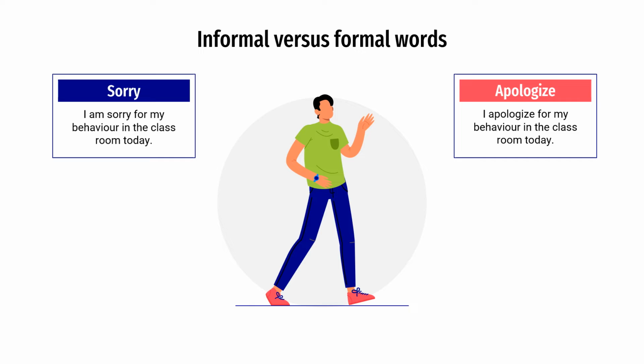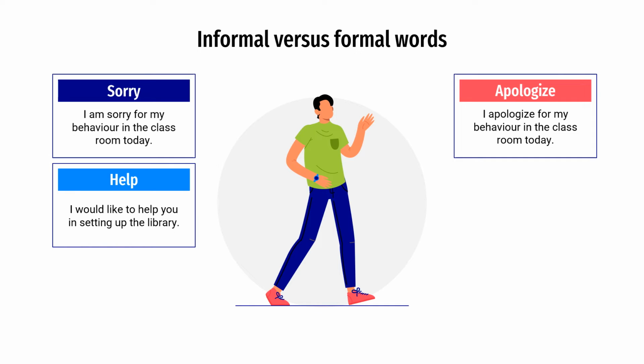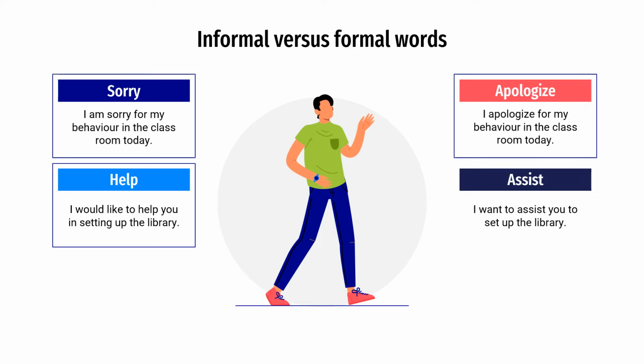So let's read the sentences for sorry. I'm sorry for my behavior in the classroom today. Instead of sorry, you can say, I apologize for my behavior in the classroom today. The next word is help. Help is, I would seek your help. Instead of help, you can use assist. I want to assist you to set up the library, while help is written informally. So next time when you write a letter, you can use the word assist in place of help.